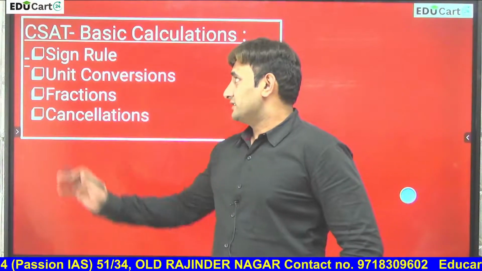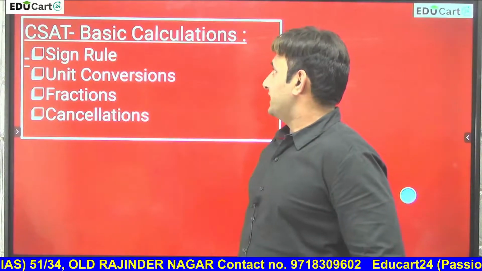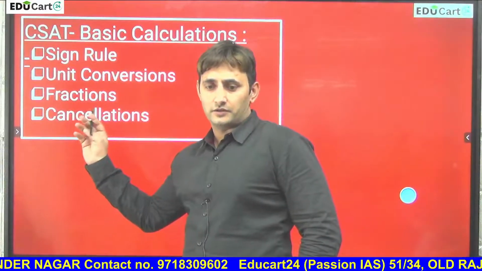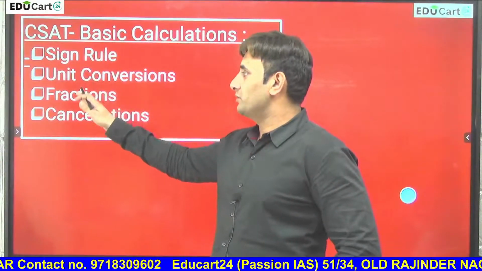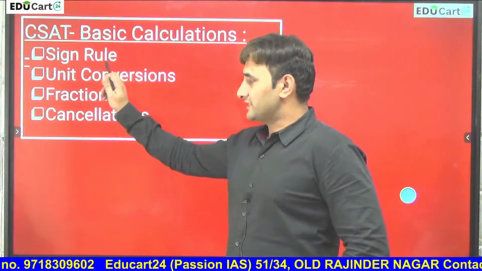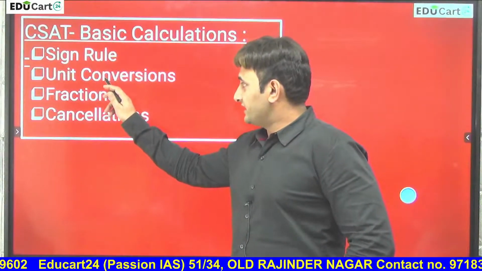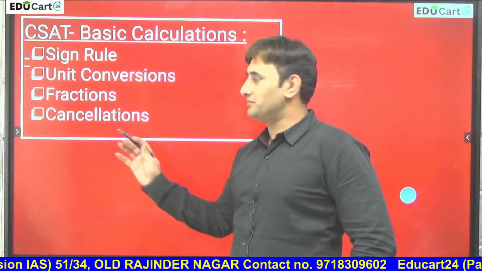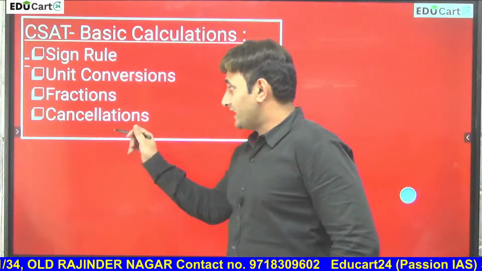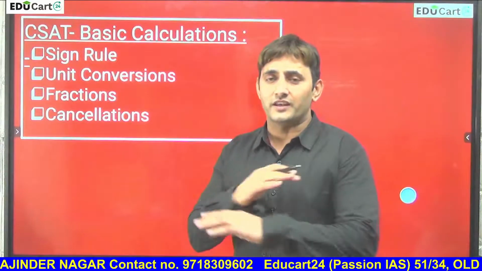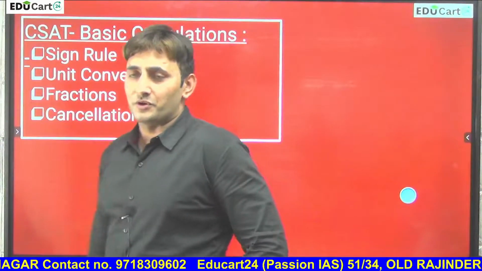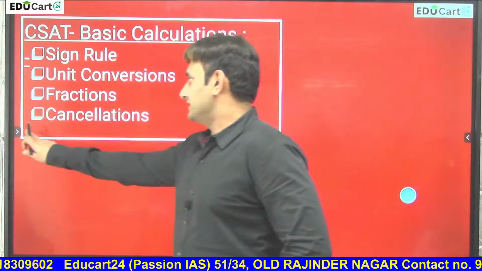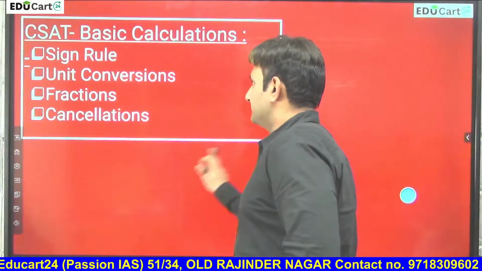So in today's session, that is CSAT basic calculations, I will be dealing with these four things. I found that students are not that comfortable with these four things. One is sign rule, next is unit conversion, then how to deal with fractions, addition, subtraction, multiplication of fractions, then cancellation, or I can say cutouts, how we can cancel out the terms. So I'm going to discuss these things. Let's straight away start with the concept.